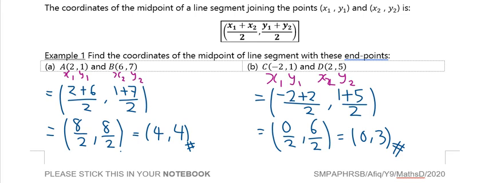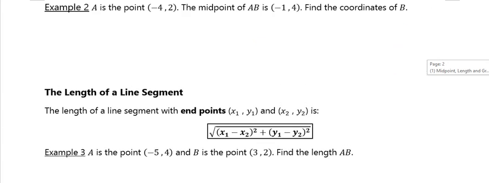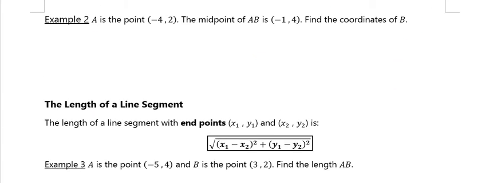Okay, let's proceed to another example. Over here, let's have a look. A is the point (negative 4, 2). The midpoint of AB is (negative 1, 4). Find the coordinates of B. So over here, you are given 1 point and also the midpoint. So stick to the formula that you have. Consider A as the first point, so you label it x1, y1, and the second point is B, which is x2, y2.